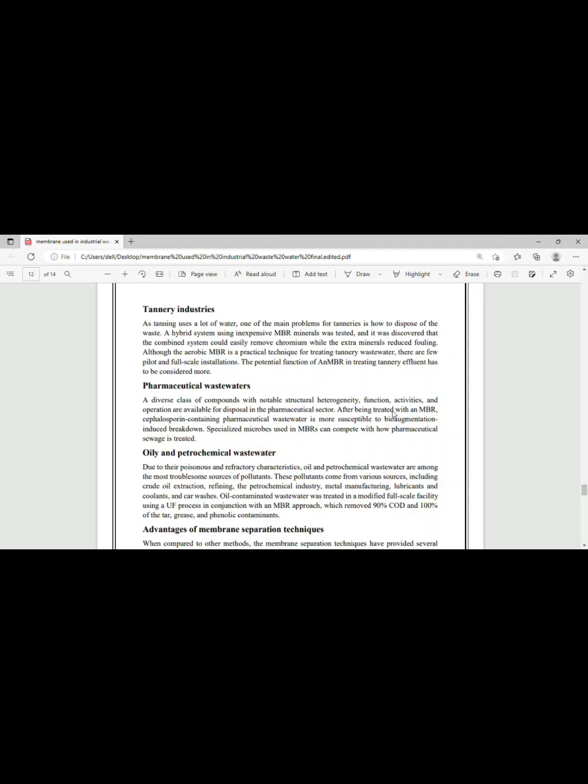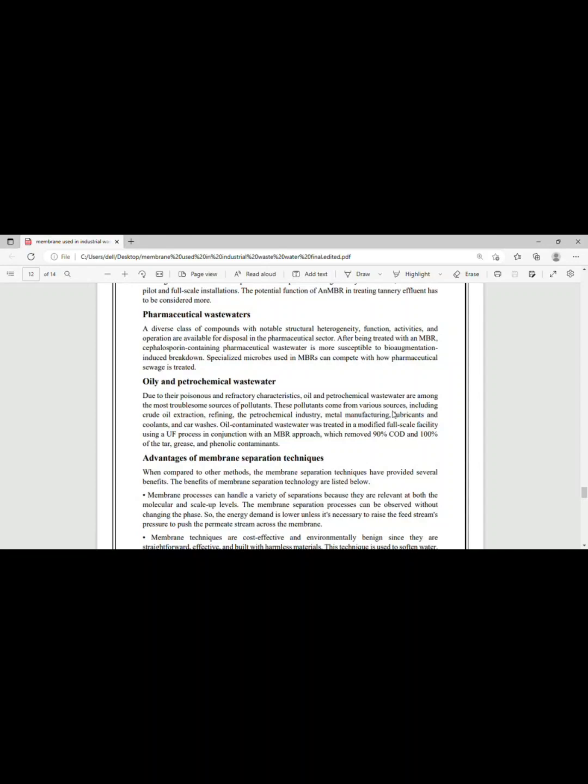Although the aerobic MBR is a practical technique for treating tannery wastewater, there are few pilot and full-scale installations. The potential function of anaerobic MBR in treating tannery effluent has to be considered more.